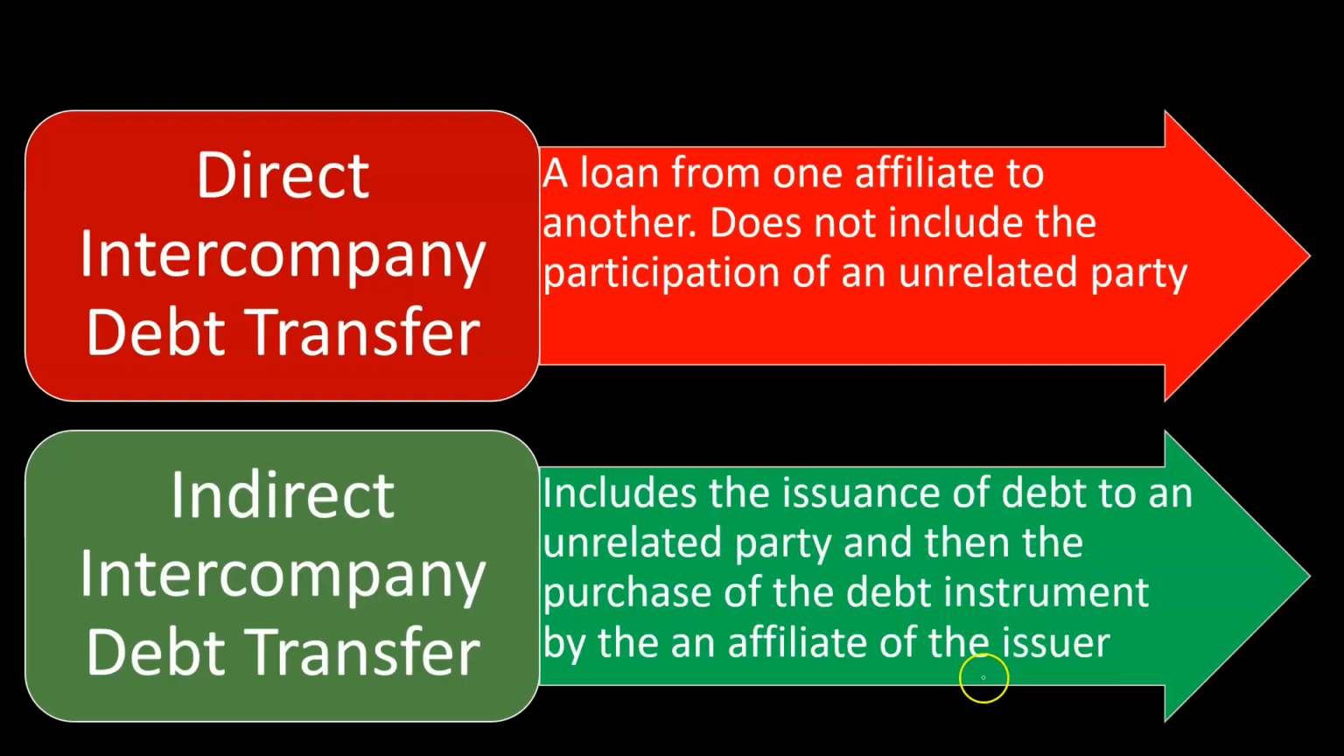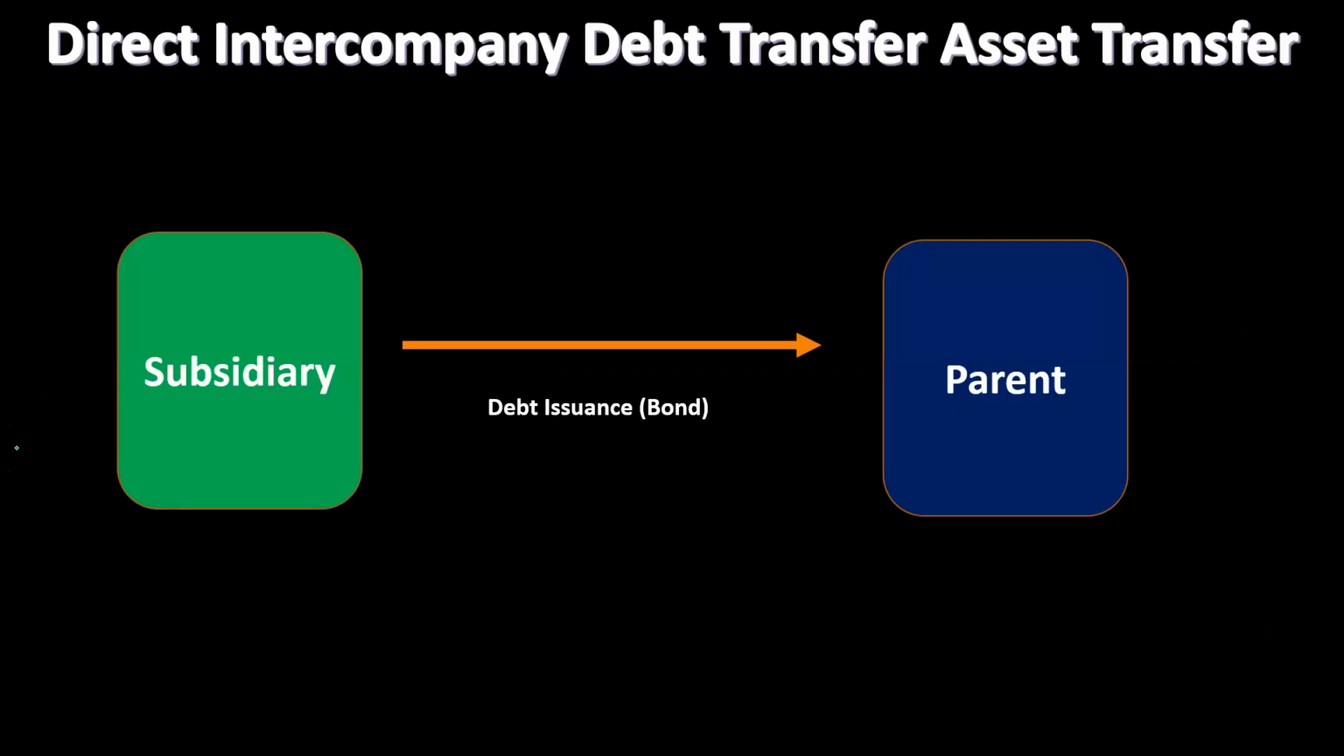So we'll typically start with the easier kind of method here, the easier kind of transaction, where you've got the straight debt transfer, one to the other. You'll have a nice mirroring transaction from one to the other, and then we'll talk about a little bit more complex situation with the indirect intercompany debt transfer.